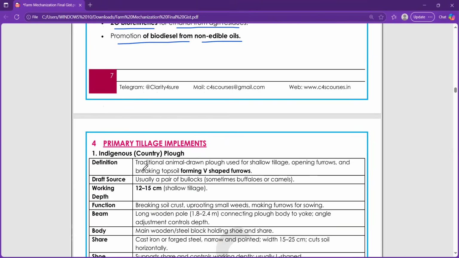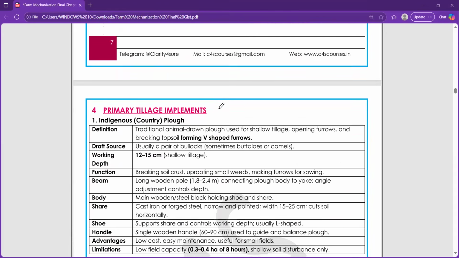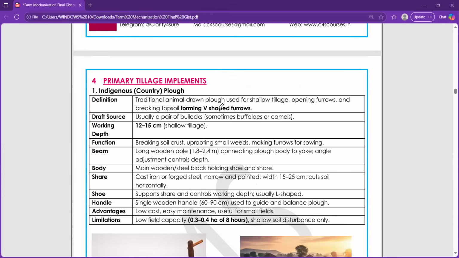Now we are heading on to implements. Okay, tillage implements. First is primary tillage. Here you have to remember primary tillage and its examples, and then secondary tillage and its examples. That's it. I'll be explaining all the implements in detail, so take note of everything I explain here. First we have the indigenous or country plough.